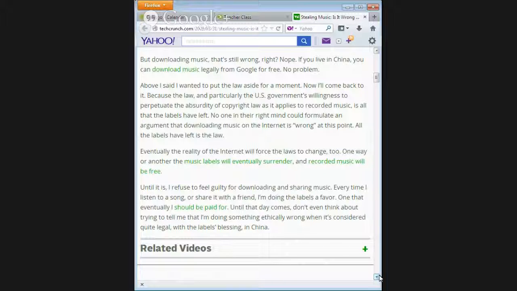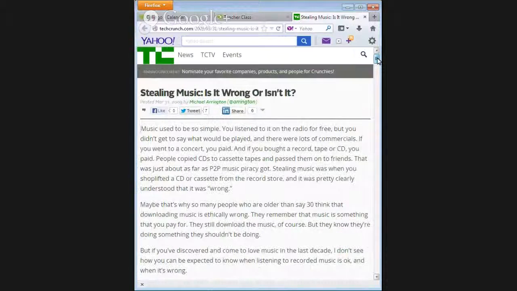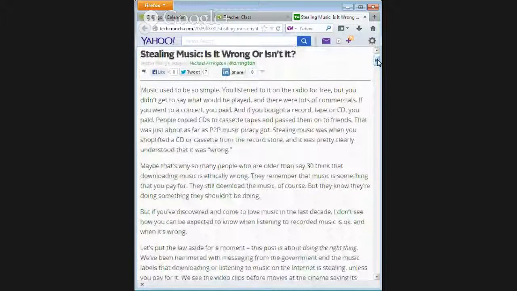Okay, so that's the article. So we're talking about basically the ethics behind downloading music. So first, let's look at some of the vocabulary.